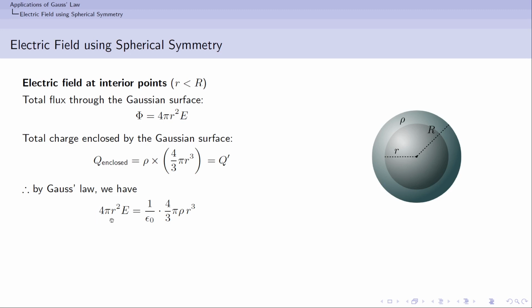So over here we can see this 4 pi gets cancelled, then this r square gets cancelled, and this r square from here is also going to get cancelled. So the power of r is going to become 1, and this gives us rho times r divided by 3 epsilon naught. Nothing else is left here. So rho times r divided by 3 epsilon naught, that's what is left.